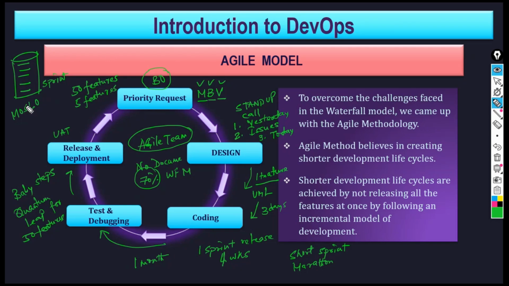And then you pick up the rest out of 45. Then again you take up maybe another 10. So those 10 features will be again assigned a sprint of 1 week. That way it goes on.